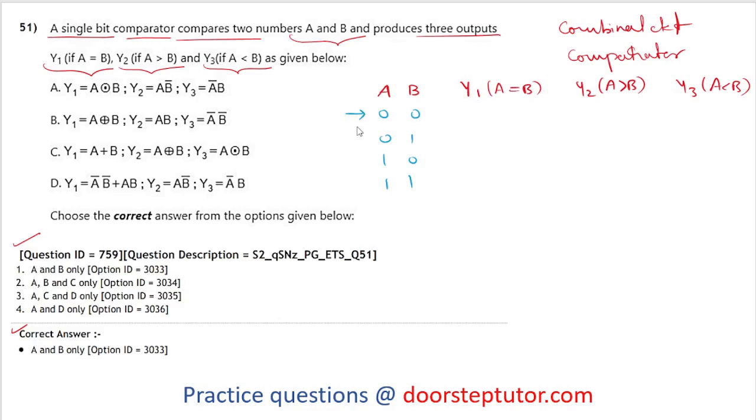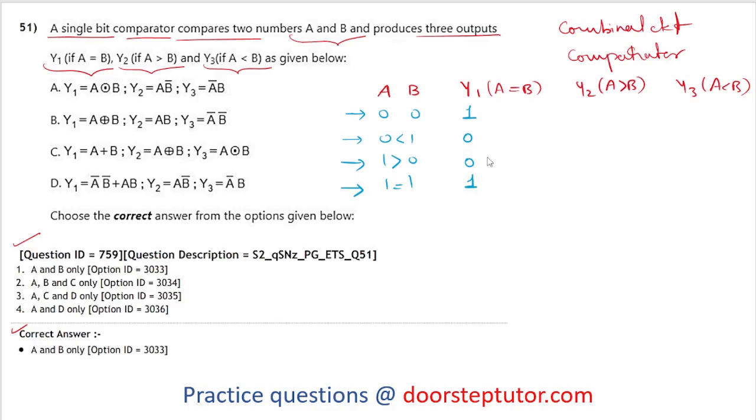So consider case 1 when A and B both are 0. In this case, A and B both are the same, so Y1 will be 1. In the second case, A is not equal to B, it is actually less than B, so this is going to be logic 0. In the third case, A is 1 and B is 0, so A is greater than B. In this case, Y1 is going to be 0. In the fourth case, A is 1 and B is also 1, that means both are the same, so Y1 will be logic 1.